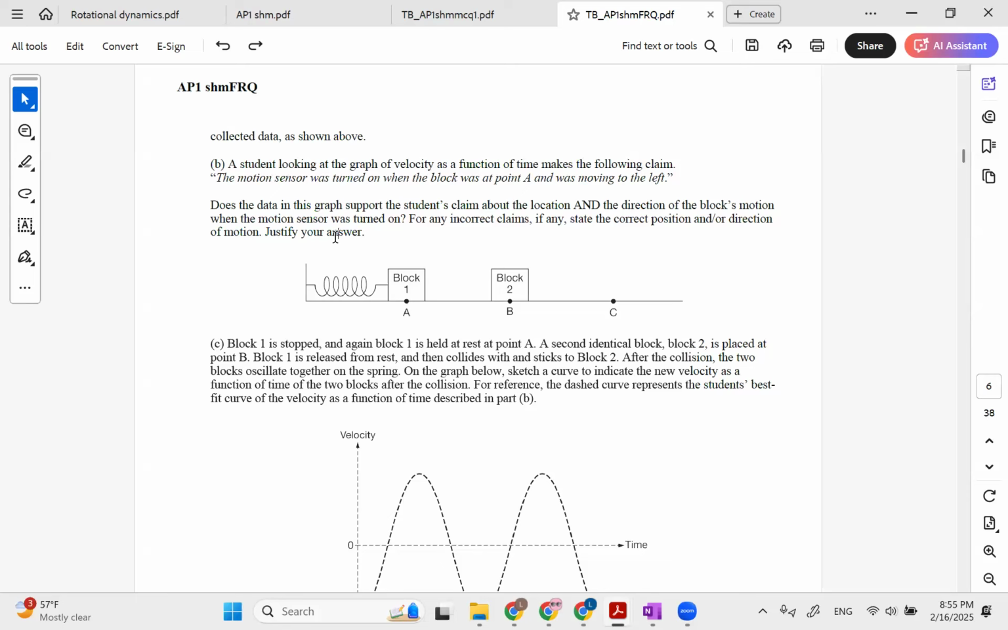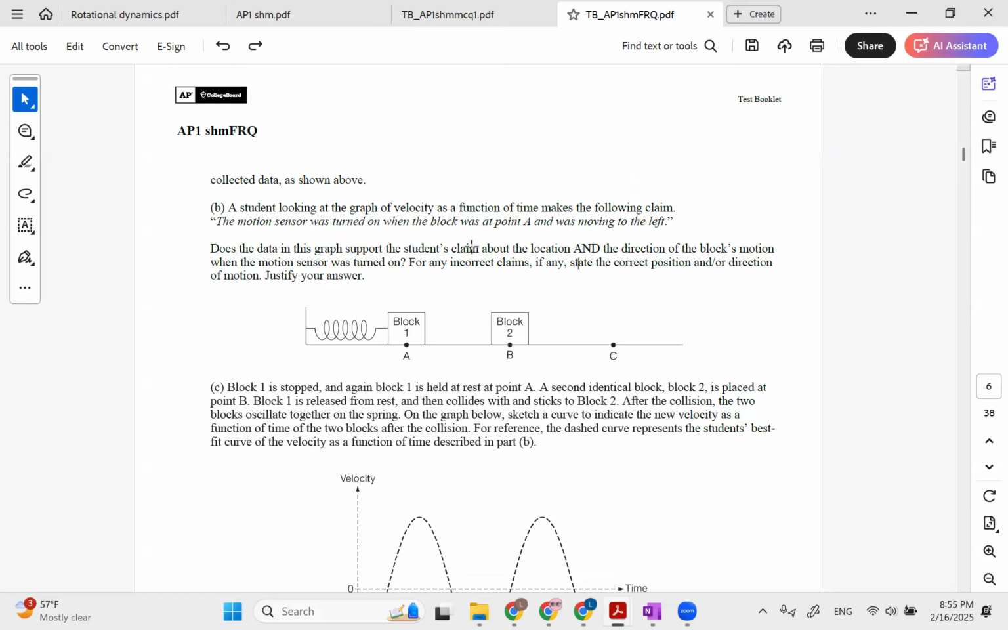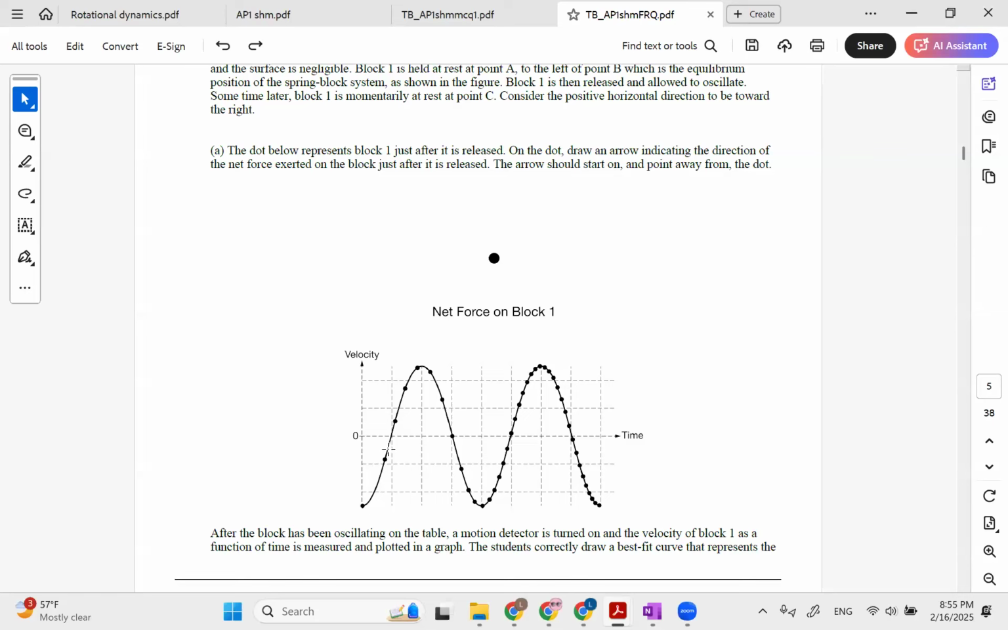Sometimes you guys will miss one point because you didn't answer one small question. For any incorrect claims, if any stay in the correct position or direction, justify your answer. So look at the graph here. Do you see that?